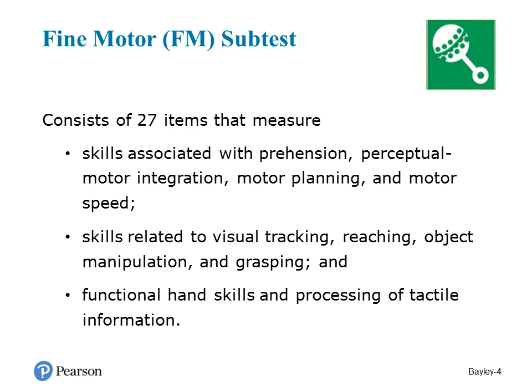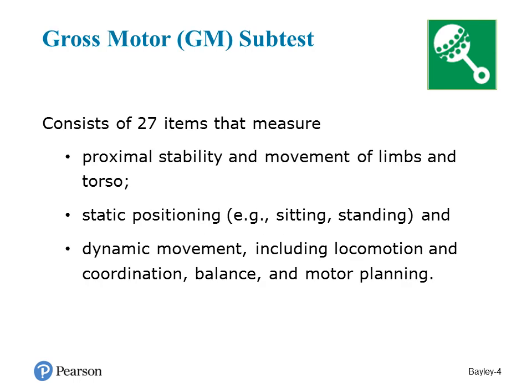Objects maybe present visual tracking in the horizontal plane, visual tracking in the vertical plane. Is the child reaching for objects and being able to grasp the object, then manipulating the object? And then what about some functional hand skills where they're actually using their hands to grasp objects, maybe to feed themselves, and so on. And then gross motor consists of 27 items.